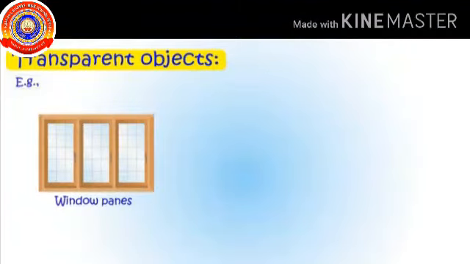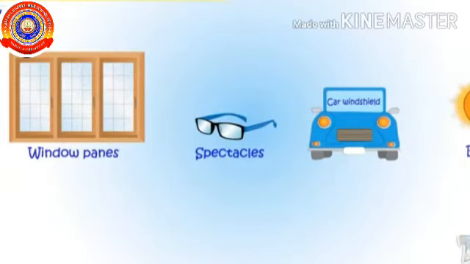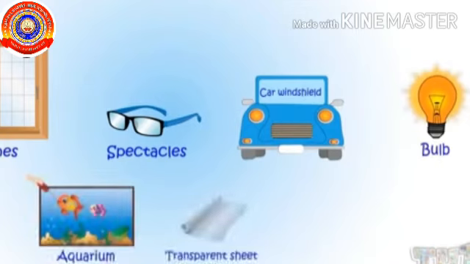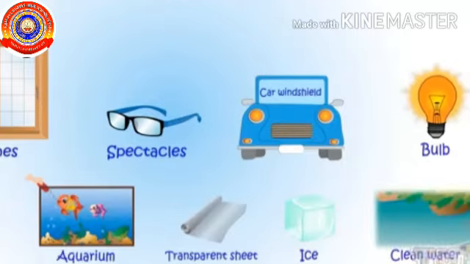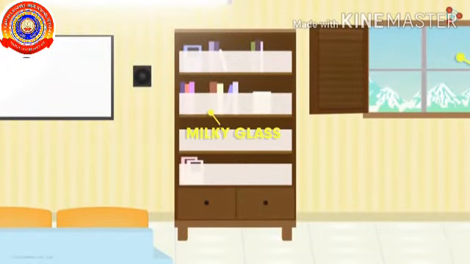Examples of transparent objects are clear window panes, spectacles, car windshields, light bulb, thermometer, aquarium, transparency sheet, ice, and clear water, air, etc. There are another kind of objects around us which allows some light to pass through them, and some light is absorbed or reflected back. These type of objects are called translucent objects.